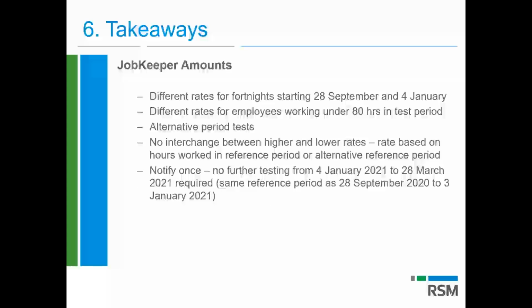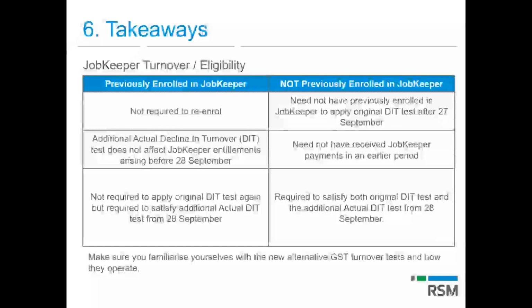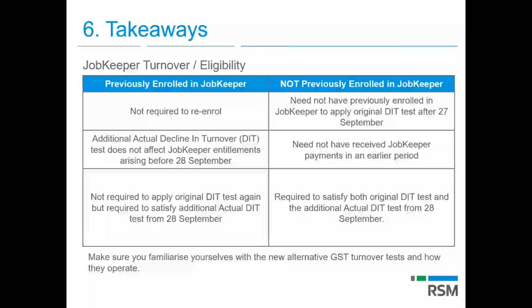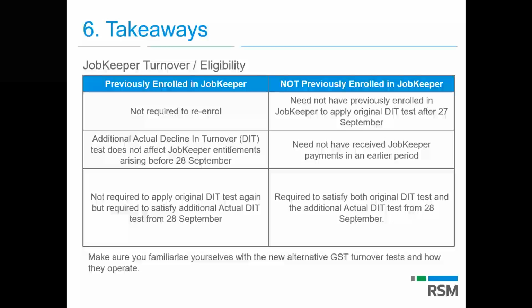So the key takeaways that I wanted to mention, obviously there are different rates that exist for the two tranches of JobKeeper 2. There are different payment amounts, again, for the different types of employees or the hours worked for those employees. There are notification requirements, but generally you will only need to notify the ATO once. If you were previously enrolled, it's a much easier process than if you've never been enrolled in JobKeeper before.